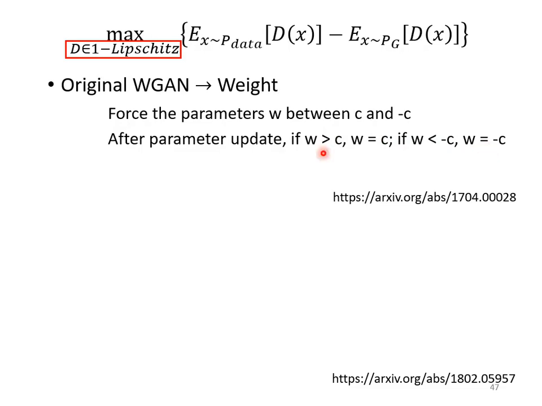This method does not necessarily make the discriminator a one Lipschitz function. You can imagine that maybe this method can make our discriminator relatively smooth, but it didn't really solve this optimization problem. It didn't really make the discriminator meet the restriction.